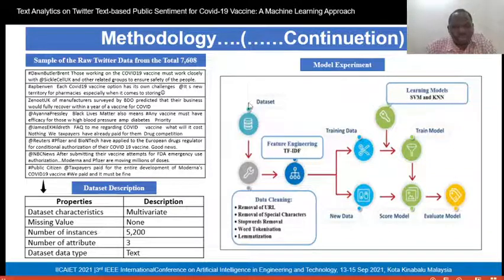So from the data set, we apply the pre-processing techniques. After pre-processing, we apply feature engineering, for which we use term frequency-inverse document frequency, that is TF-IDF. After that, we split the data into two, that is 70% for training and 30% for testing. Then we apply two machine learning algorithms and evaluate the data.